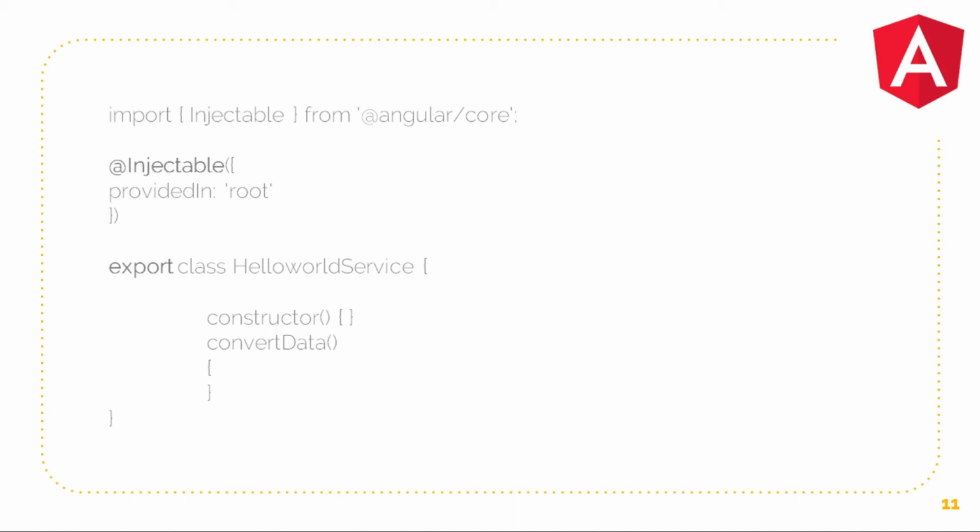The providedIn property, when set to root, makes the service a singleton object. There is another way, of course, to make the service a singleton. If you include the service directly in the app module, then it becomes a singleton object. Once you define a service, the next step is to use this service in the component. To do this, you need to acquire the object of the service from the constructor of the component.